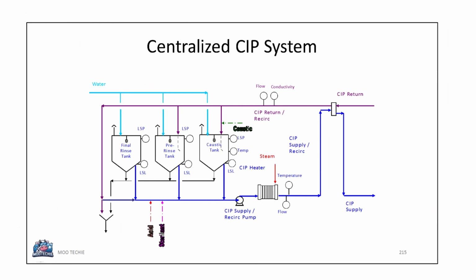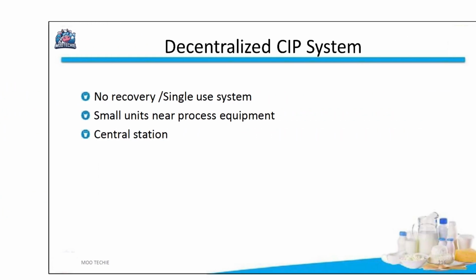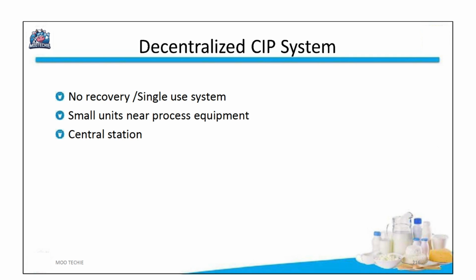This complex diagram shows a centralized CIP system. It includes tanks for water, acid, and alkali, each with level sensors. The system has multiple pumps for supply and recirculation, heaters to maintain temperature, and sensors to monitor flow and conductivity throughout the cleaning process. In contrast, a decentralized CIP system is typically a single-use system with no recovery.